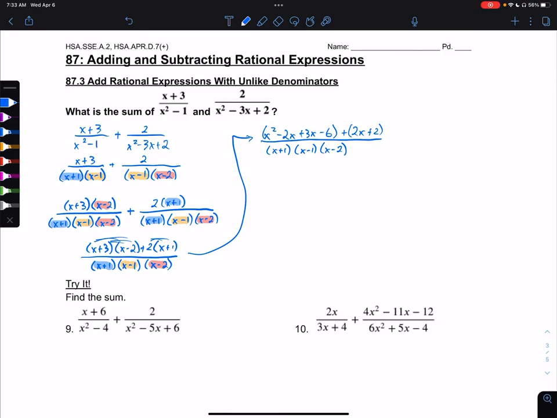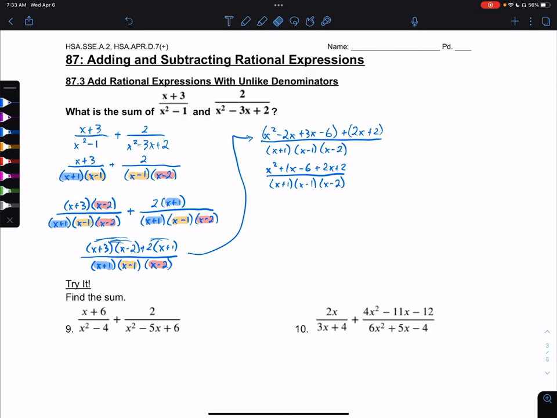All right, my numerator, x squared would just drop down. Negative 2x plus 3x would be a positive 1x minus 6. And then the 2x plus 2, I can remove those parentheses. And now I have this expression here. All right, everything from here is just combining terms, and unfortunately for this specific problem, we're going to have to factor again, but we'll get to that in a second.